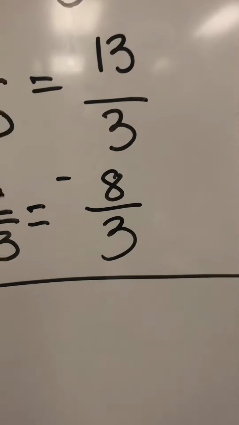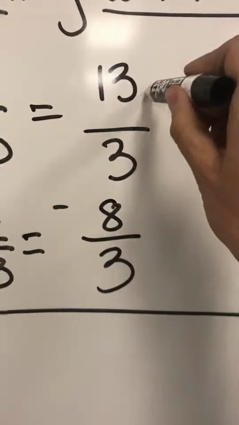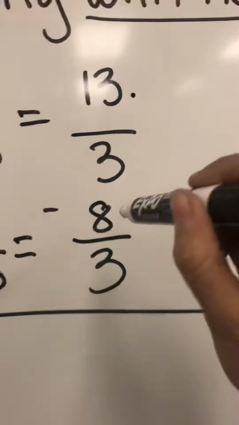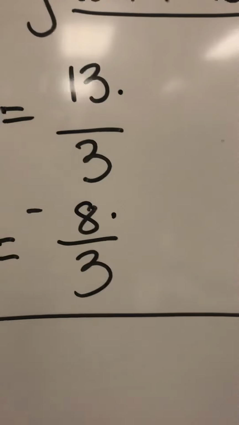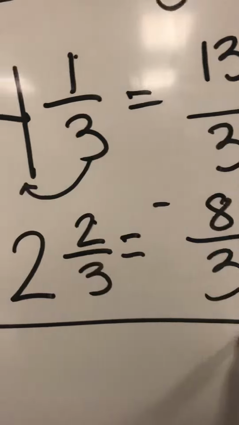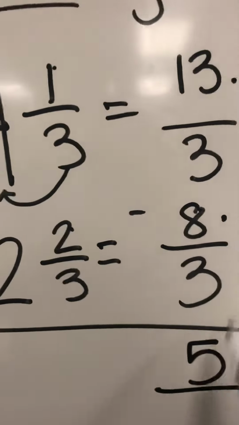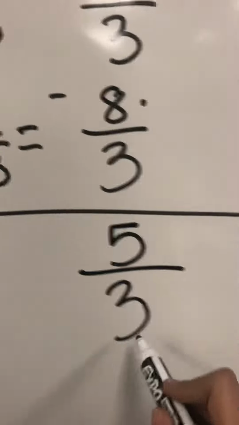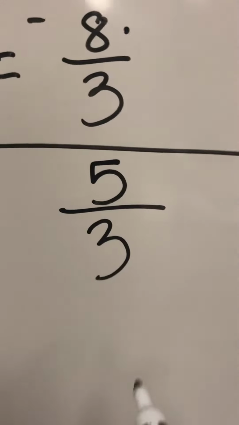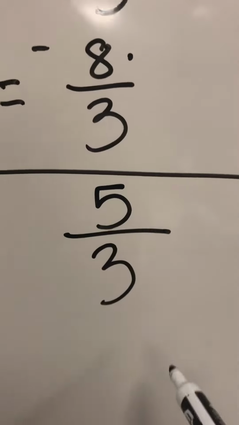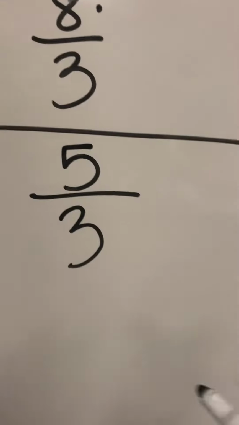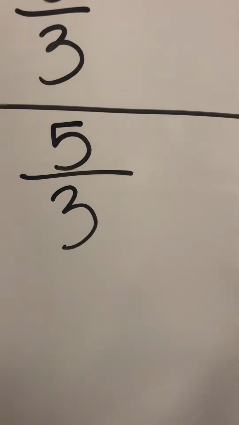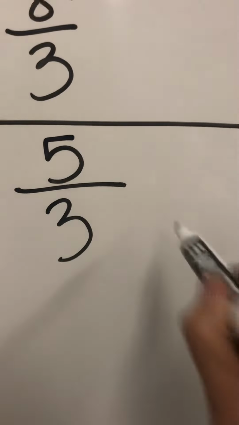So now the kids need to subtract just the numerators, just the top numbers. So I'm going to subtract 8 from 13. And I get 5. And my denominator always stays the same over 3. I cannot leave my answer this way. This is an improper fraction. I have to convert my fraction back to a mixed number, which we've been practicing for over 2 weeks.